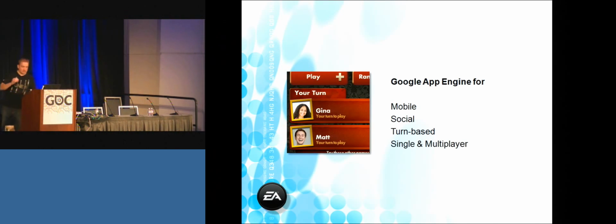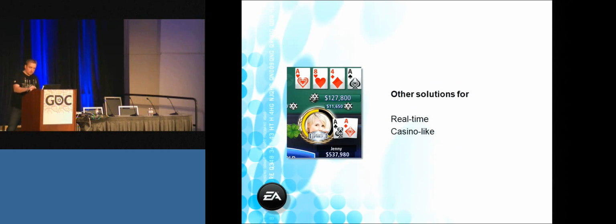At EA, we use App Engine to develop mobile connected games. They all have a pretty strong integration with social networks. Most of them are asynchronous turn-based games, so multiplayer games, but we also have single-player games. We use other solutions for two types of games. Real-time is hard to achieve on App Engine because it's a shared infrastructure with thousands of other applications. Having predictable timing on App Engine is pretty hard. So we have a different solution for that.